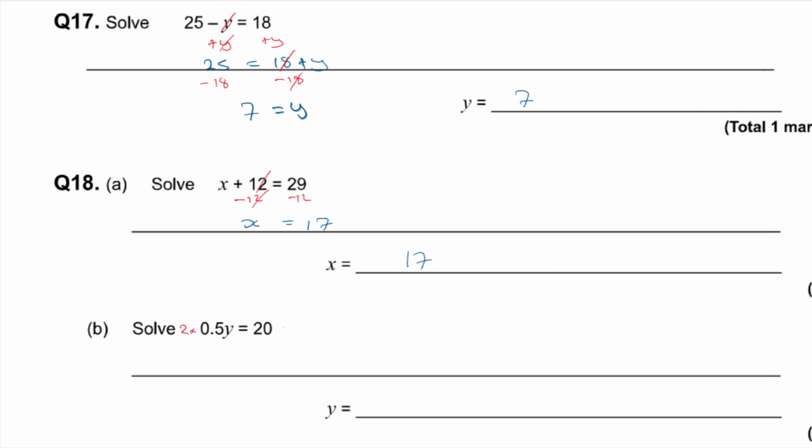And if I multiply that side by 2, I've got to do it this side as well. So my 2 and my 0.5 cancel, and that leaves me with y on the left. And my 20 times 2, that's 40. So y is equal to 40 is the solution.